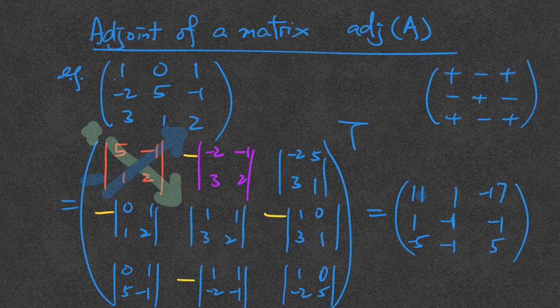Okay, so at last it will be the adjoint of A. And you will see once it goes to a 3 by 3 matrix, it's not kidding. It's a very, very massive calculation over there. If you continue to talk about order 4, order 5, then you will see it will be a disaster, right?